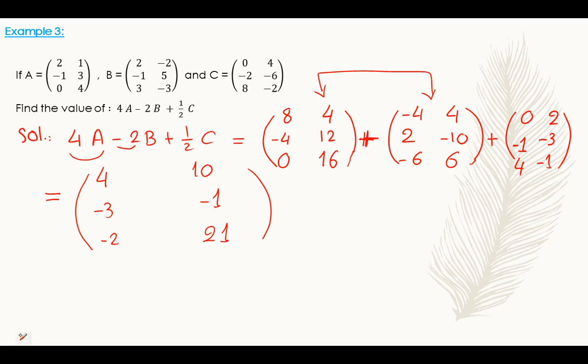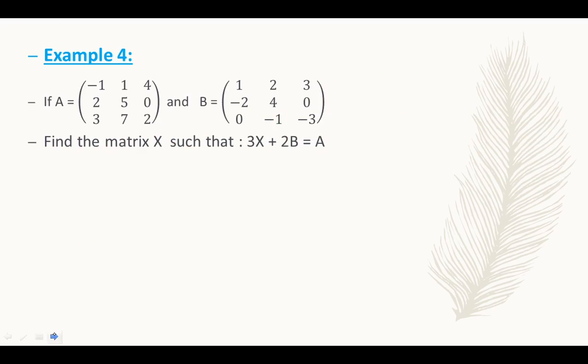Okay, let's go to another example. Example 4. Here we have 2 matrices A and B. Here we are told to find the matrix X such that 3 multiplied by the matrix X plus 2B equals A.